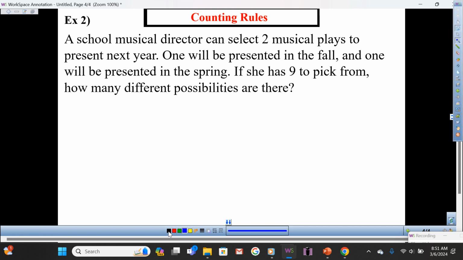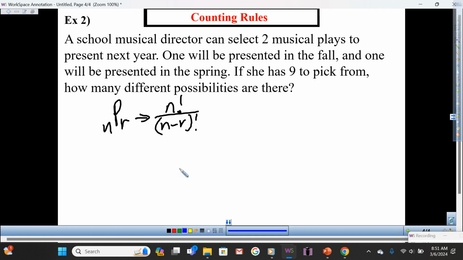All right, so we first write our permutation rule. Here we go. P, N, R, N factorial over N minus R factorial. Okay, so read it again and talk it over with your neighbor. Let them know which one will be our N. Which one will be our N, Dylan? The 9, that is correct. This is our N. So here we're going to write 9, which means, what's going to be our R, everyone? 2, that is correct.